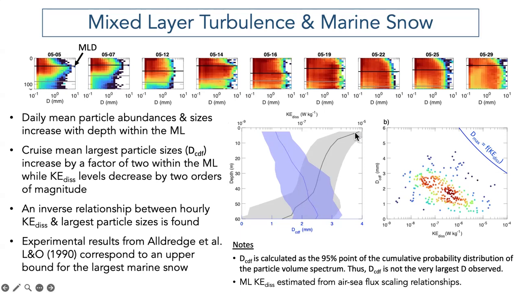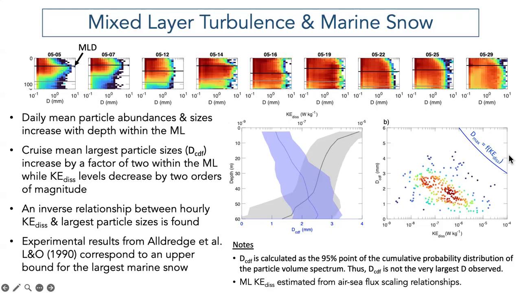Whereas the turbulence levels, which are calculated from scaling relationships from the air-sea momentum and buoyancy fluxes, show a very rapid decrease, almost a two order of magnitude decrease. And so we see an inverse relationship. We can look at this on hourly data and show it in this space of largest particle on the y-axis and the dissipation rate here. There's a statistically significant inverse relationship.